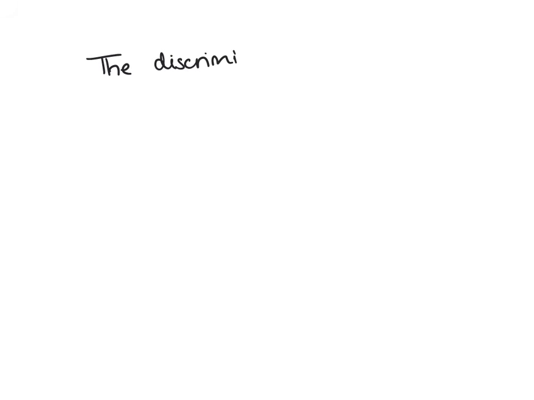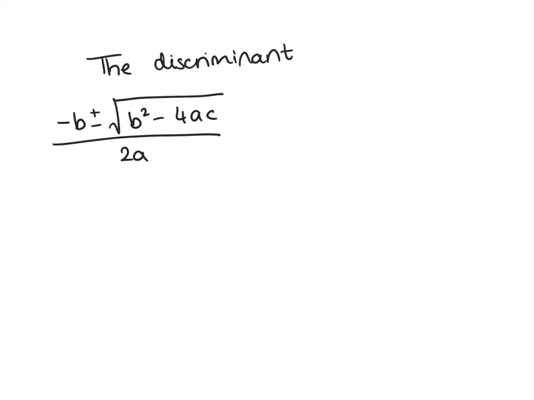Okay, the discriminant. Now, on the quadratic formula, we have minus b plus or minus the square root of b squared minus 4ac, all over 2a. This is the quadratic formula. Now, the discriminant is this part here, not including the square root. It's this part here. This is the discriminant, right?